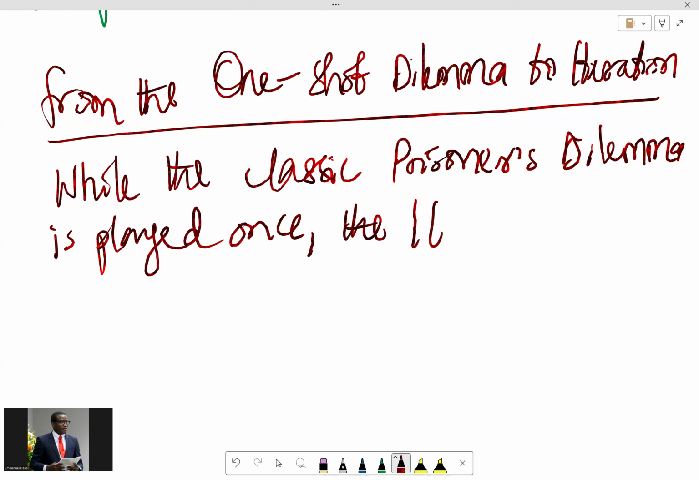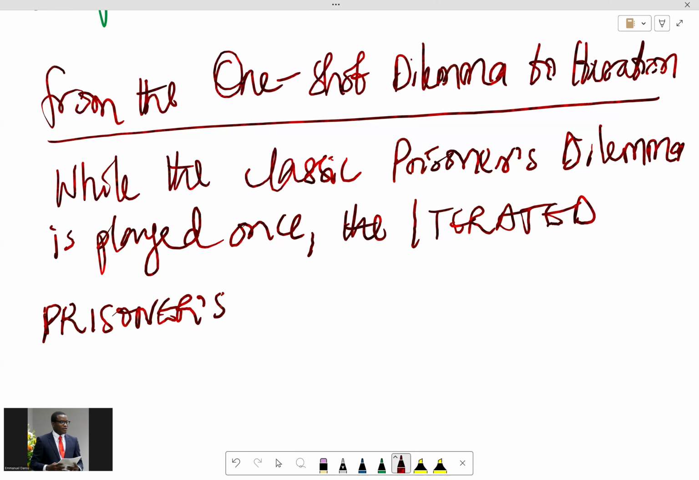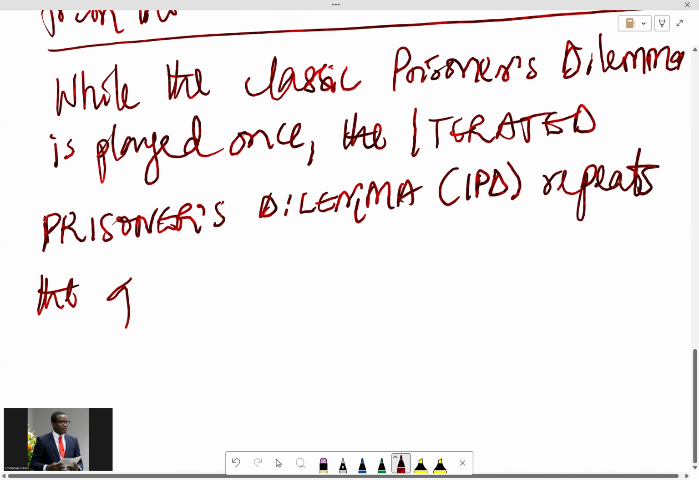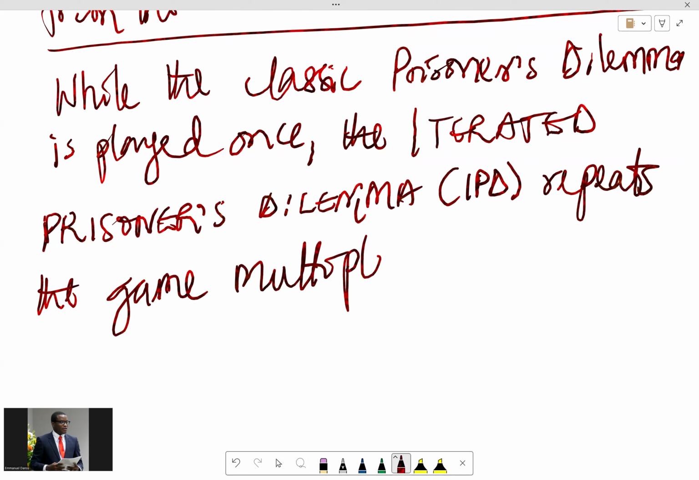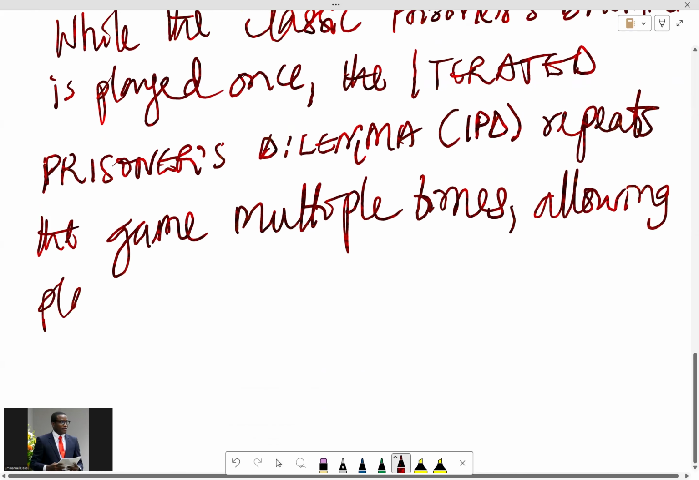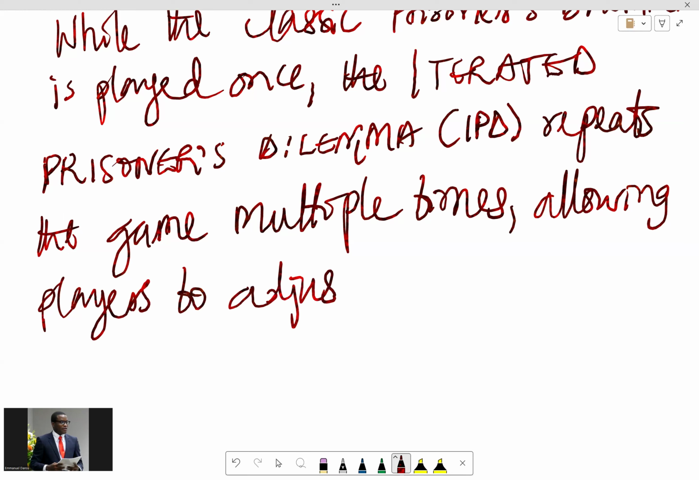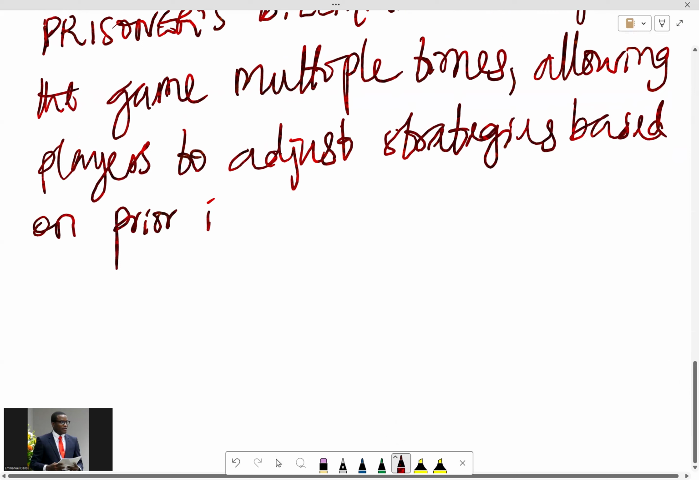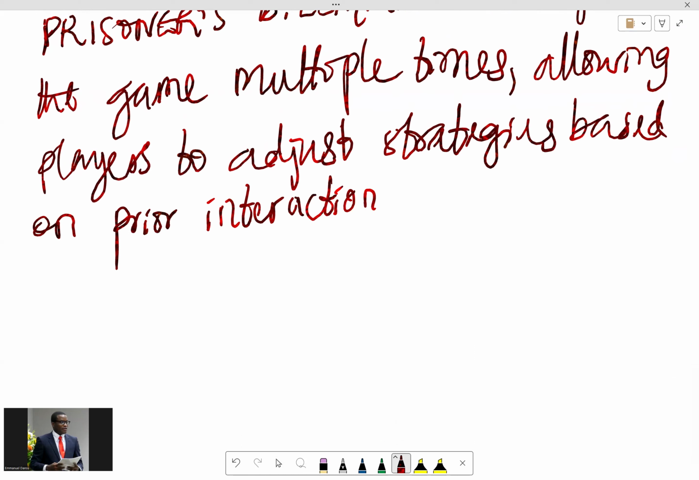the iterated prisoner's dilemma, or you can call that IPD, Iterated Prisoner's Dilemma, actually repeats the game multiple times, allowing players to adjust strategies based on prior interactions. Okay.